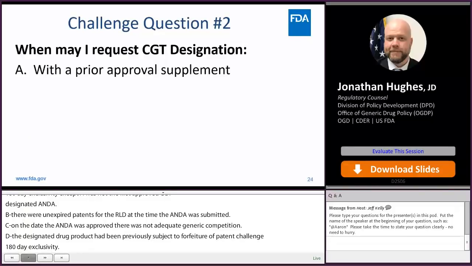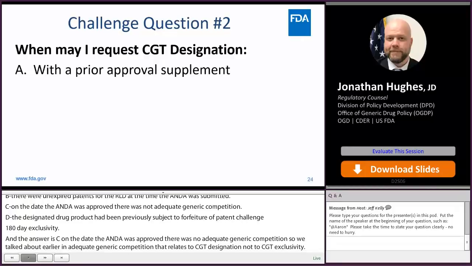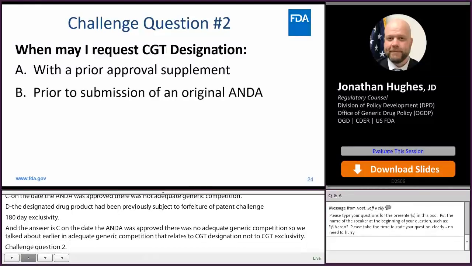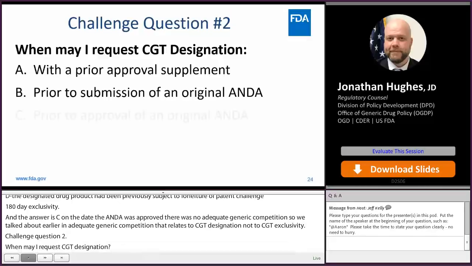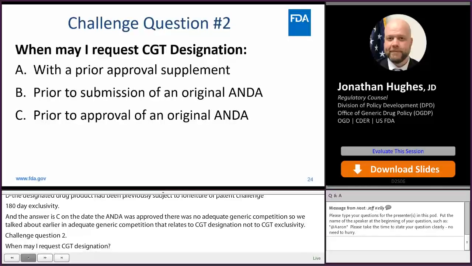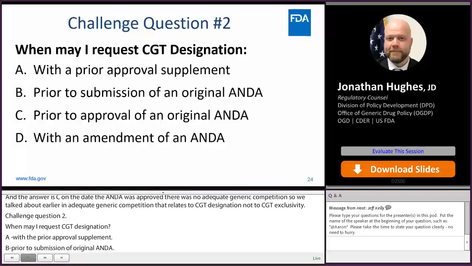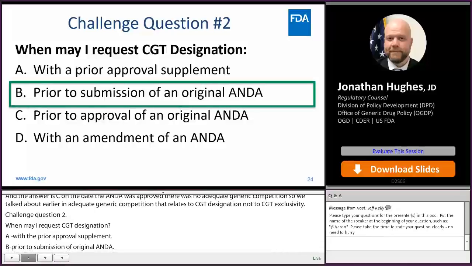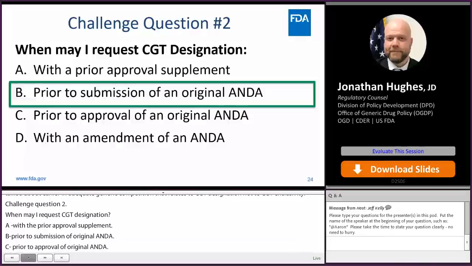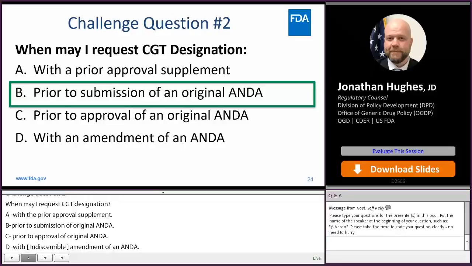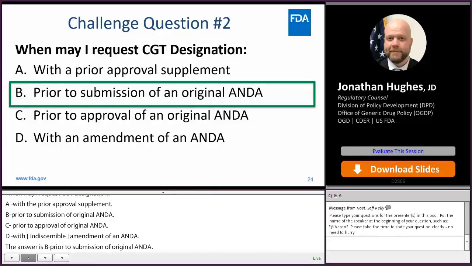Challenge question number 2. When may I request CGT designation? A, with a prior approval supplement. B, prior to submission of an original ANDA. C, prior to approval of an original ANDA. D, with an amendment of an ANDA. And the answer is B, prior to submission of an original ANDA. We noted earlier in our presentation that the request for CGT designation should be submitted along with or prior to submission of your original ANDA.